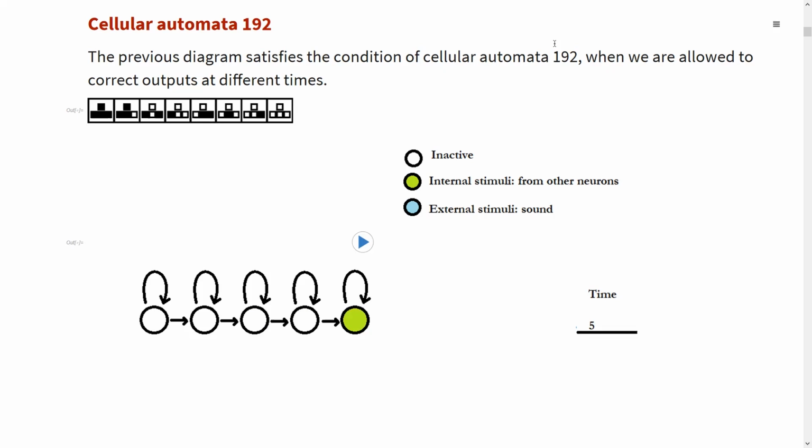So under this rule, we see that in our case, a neuron is going to be green only if previously that neuron was activated and the one on the left was activated. In other words, every time you see two neurons, the one on the right will be green in the next iteration. And you can see here that that's the case. And so this is cellular automaton 192, where you are allowed to correct the output of the automaton at different times.